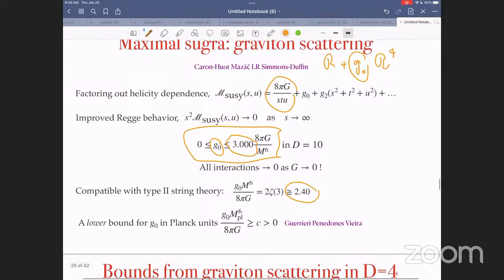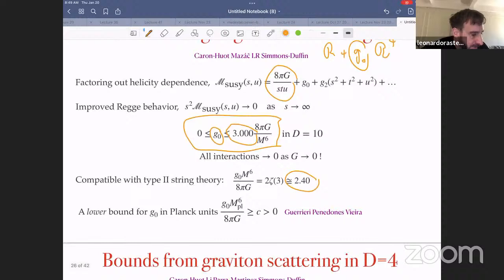We did not use the upper bound of unitarity. We only used positivity. If you impose the upper bound, but then of course you're not working with weak coupling anymore, then you can also derive an interesting lower bound. But that lower bound is completely trivialized for us because for us, M Planck is much bigger than M. So this was done by our friends, Guerrieri, Penedones, and Vieira.